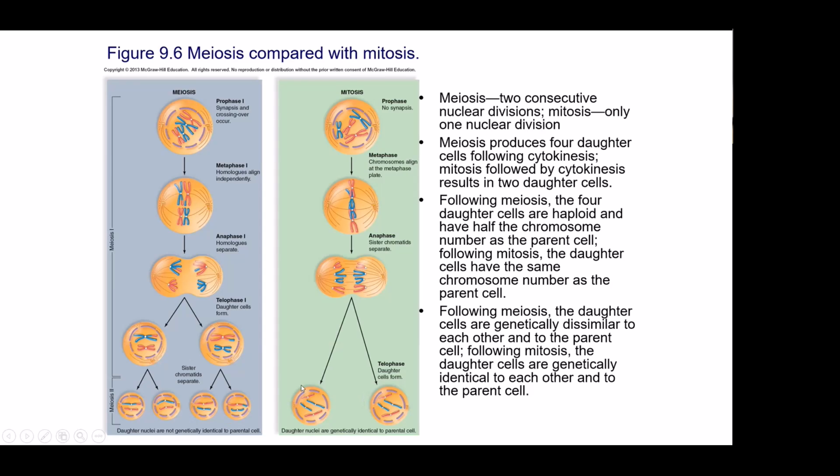In mitosis, they are single-stranded, but they still have the same number of chromosomes. They still have the diploid number of chromosomes. They're identical to each other and to the parent. The only thing that this cell needs to go through in order to get these larger chromosomes is, of course, an S cycle. The only thing that needs to happen is it needs to grow.